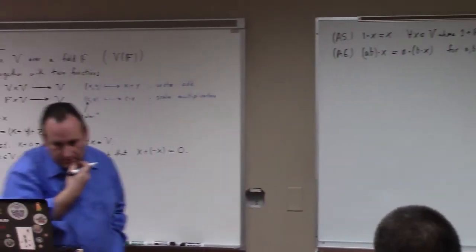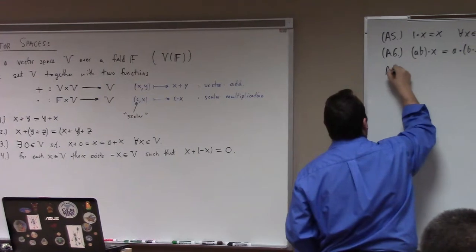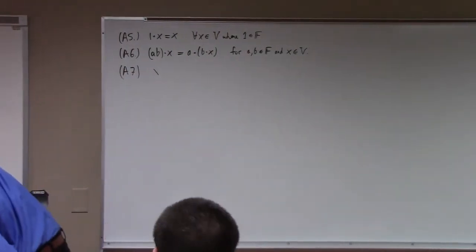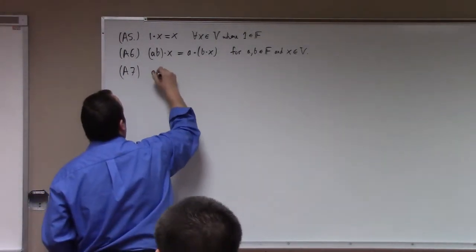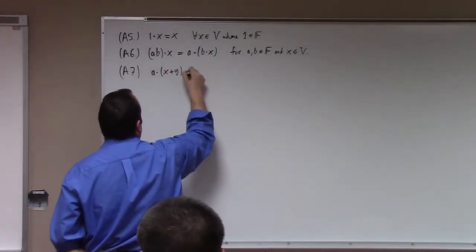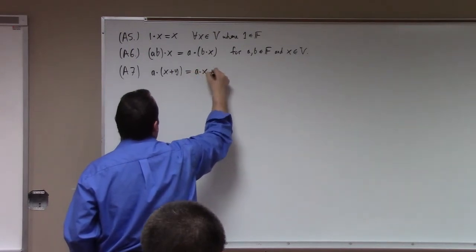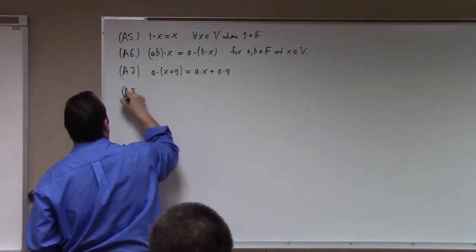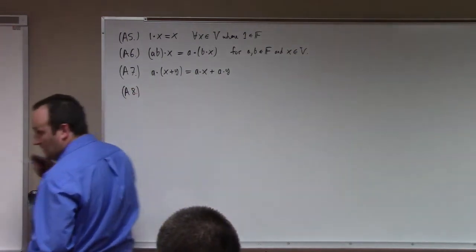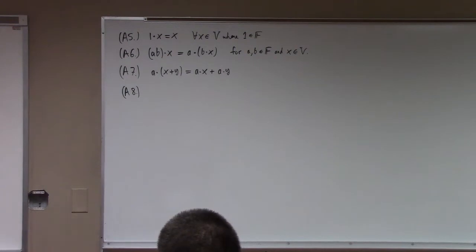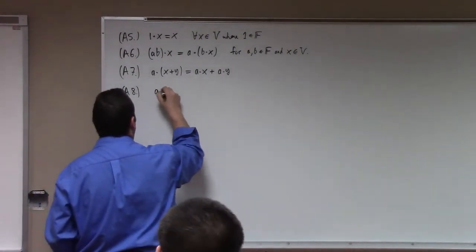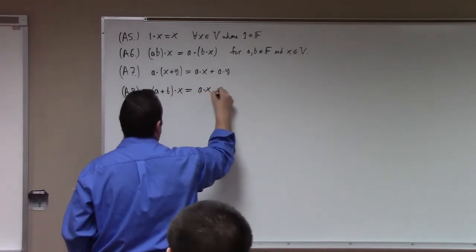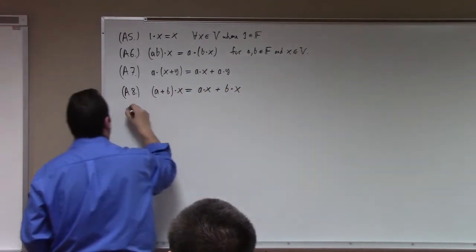Axiom 7 says that a scalar multiplied by x plus y is A times x plus A times y. Axiom 8 says that if we have a sum of scalars, A plus B, and it multiplies by x, we get A times x plus B times x.